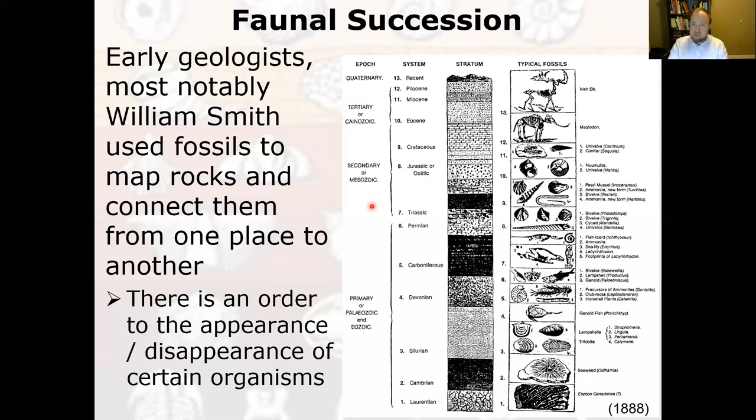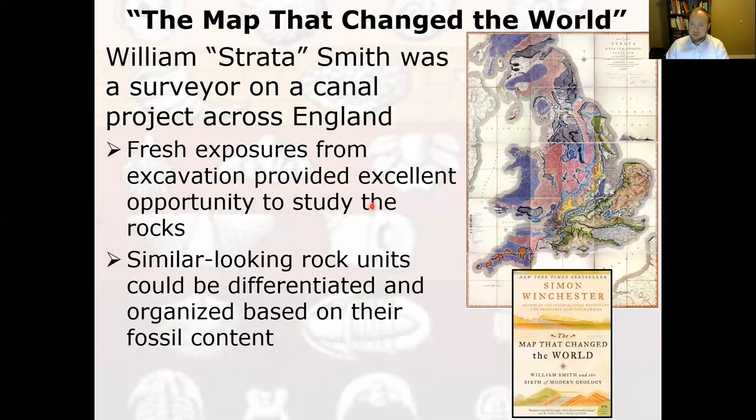And one of the main results of this was the map that changed the world. So William, his nickname was William Strata Smith. That's a pretty cool nickname for a stratigrapher anyways. So William Strata Smith was a surveyor on a canal project, they were building a canal across England to transport coal. And they were digging through and excavating rocks that people hadn't seen before. They were making fresh outcrop.